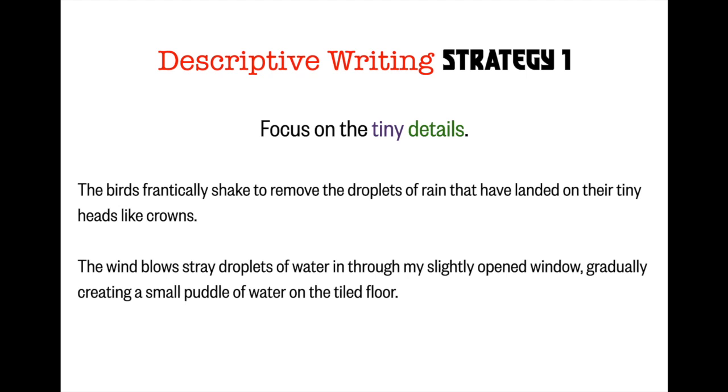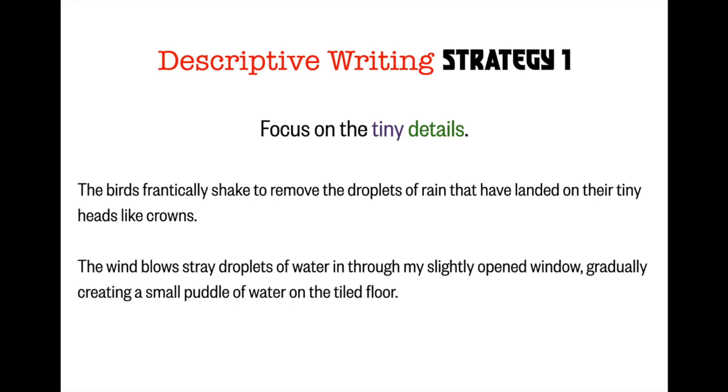This is descriptive writing strategy number 1. Number 2 and number 3 we will focus upon in the next video. Strategy number 1 is focus on the tiny details, the smallest possible details. If you can write about the smallest possible details in a situation, that will make your descriptive writing very rich and very engaging. And there are 2 examples here. The first one is from the model answer that I read to you already. "The birds frantically shake to remove the droplets of rain that have landed on their tiny heads like crowns."